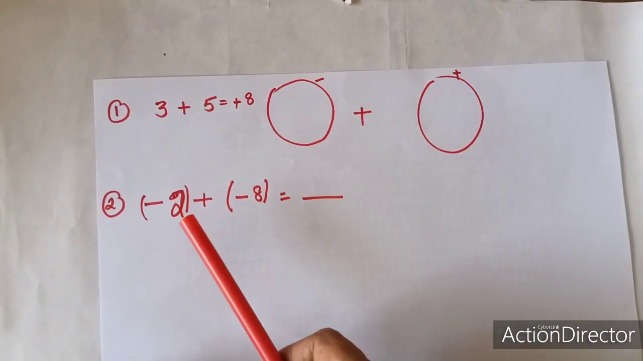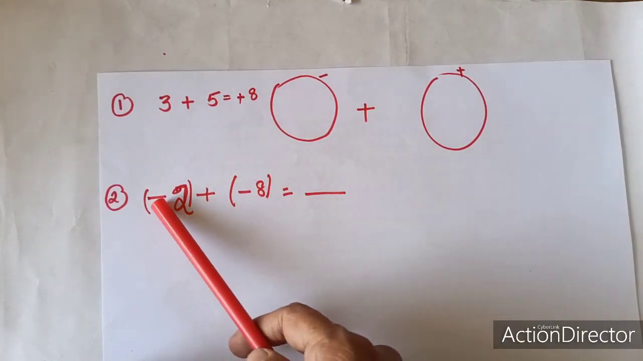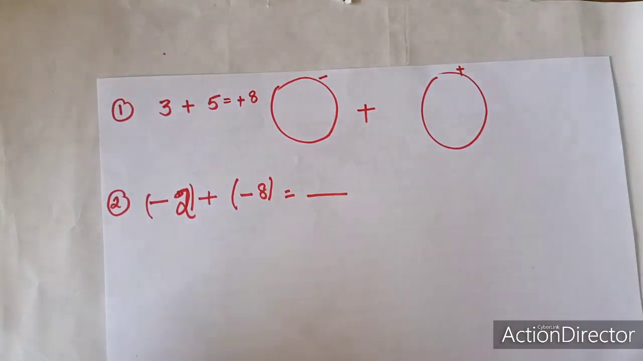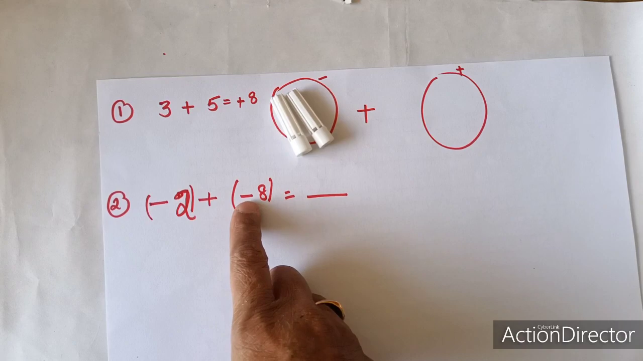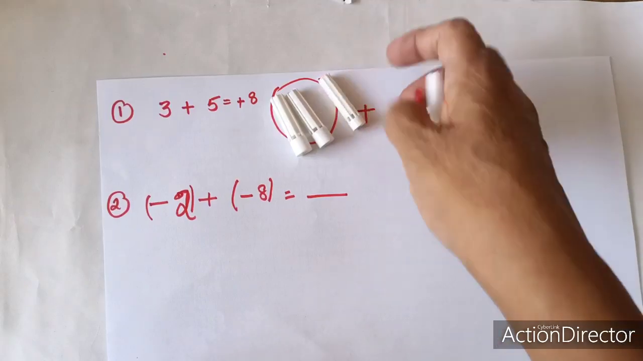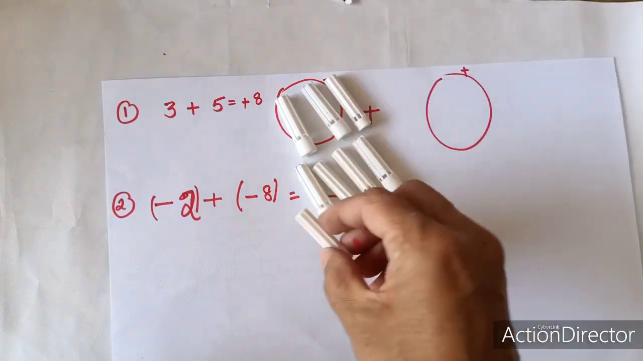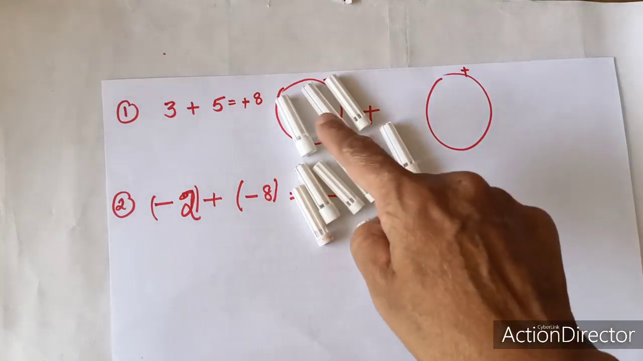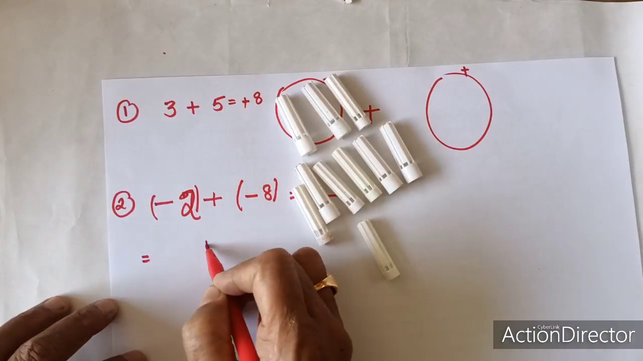Moving on to the next sum. Now I am going to add minus 2 plus minus 8. As I told you earlier, for showing the negative sign, I am going to take white caps, and here you have 2 white caps. So first I am going to keep 2 white caps. Second, again this negative sign denotes white. How many white caps? 8. 1, 2, 3, 4, 5, 6, 7, 8. So totally how many are there? 1, 2, 3, 4, 5, 6, 7, 8, 9, 10. So my answer will be 10.